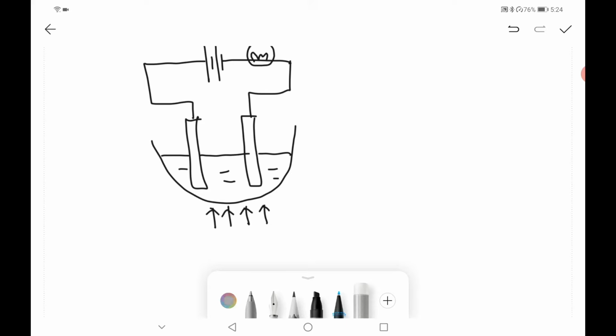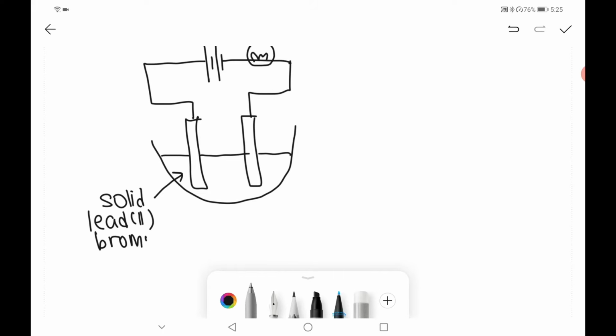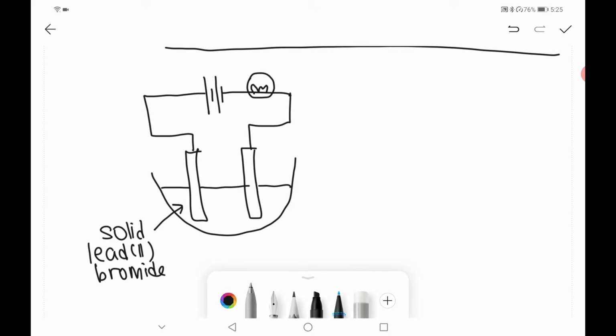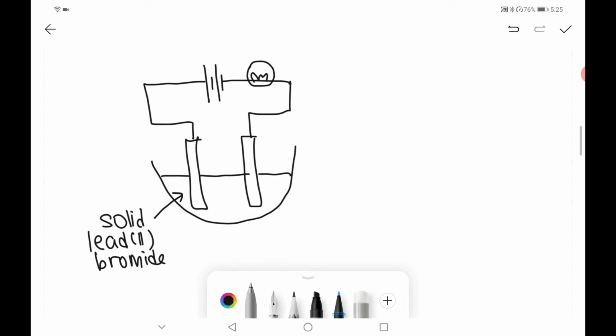Sorry, this is without heating first. So we don't heat it first. This is solid. Inside here we have solid lead bromide. Don't memorize the name of the chemical substance, no need to memorize. Here what you can see is that the bulb does not light up.